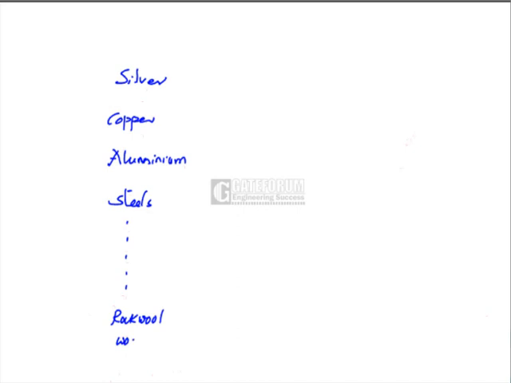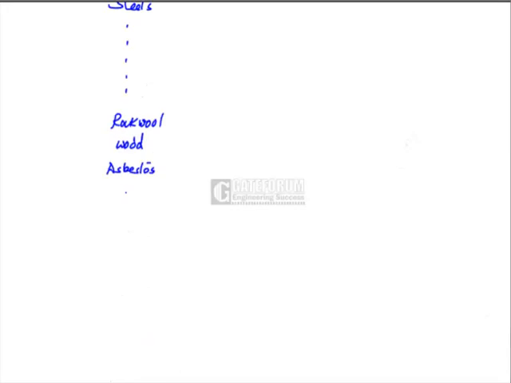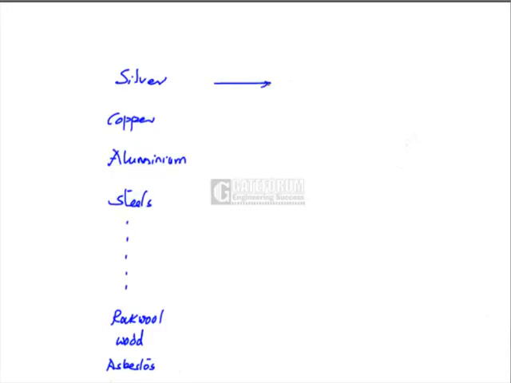Now I would list out in the descending order of conductivity. Top is silver, next in line is copper, next aluminum, steels, etc., some other conducting metals, and at the other extreme we have rock wool, wood, asbestos. Even air is a very bad conductor of heat.